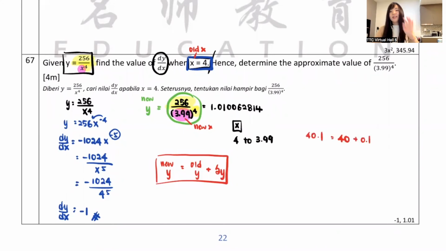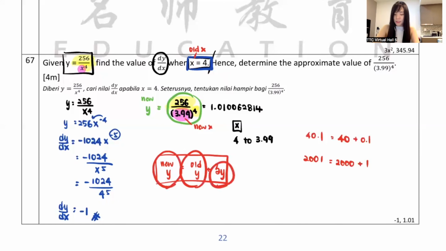Make sense, right? Let me give you another example. Let's say last time your phone budget was 2,000 ringgit. Your mom increased the budget by 1 ringgit. Now your new phone budget is 2,001 ringgit. Does what I say make sense or not? So that's why I don't really think it's a formula. I feel like it's just common sense. Take your old one plus the small change, and it 100% equals the new one. Correct, right? And now the question wants to find the new one.